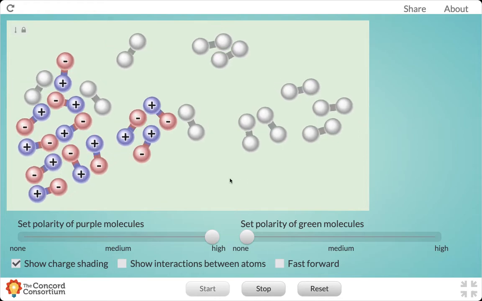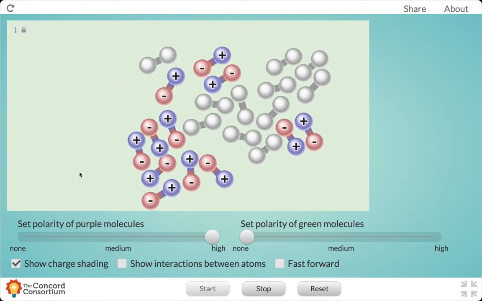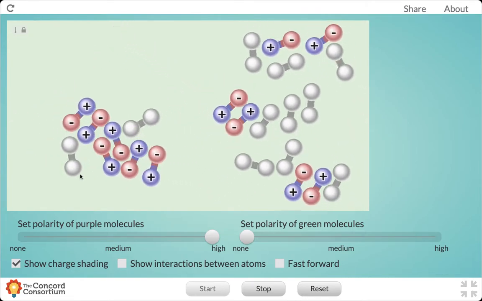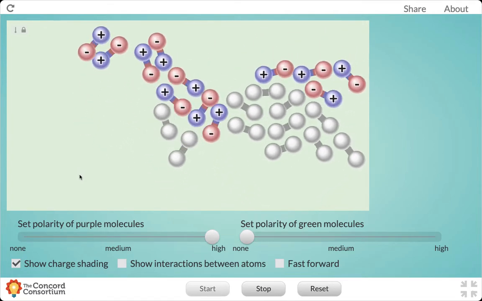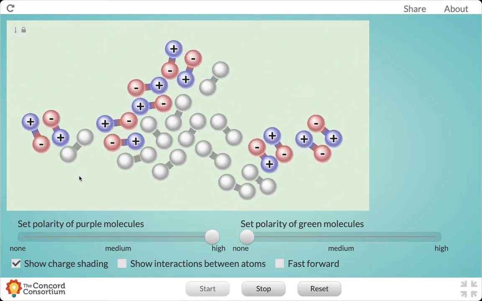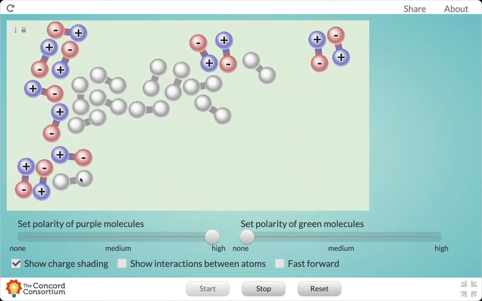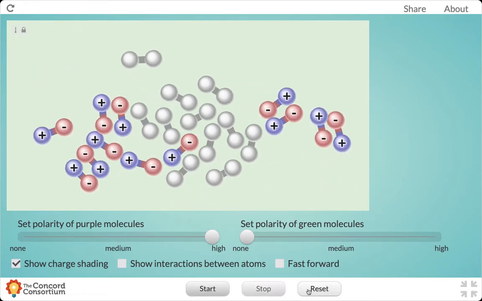But you see, the polar molecules with the pluses and the minuses, those polar molecules are really attracted to each other. So you see the different liquids we have here are kind of sticking together with themselves. They're not mixing very well. This might be like water and oil, right? Water and oil don't mix very well. Well, let's reset this.